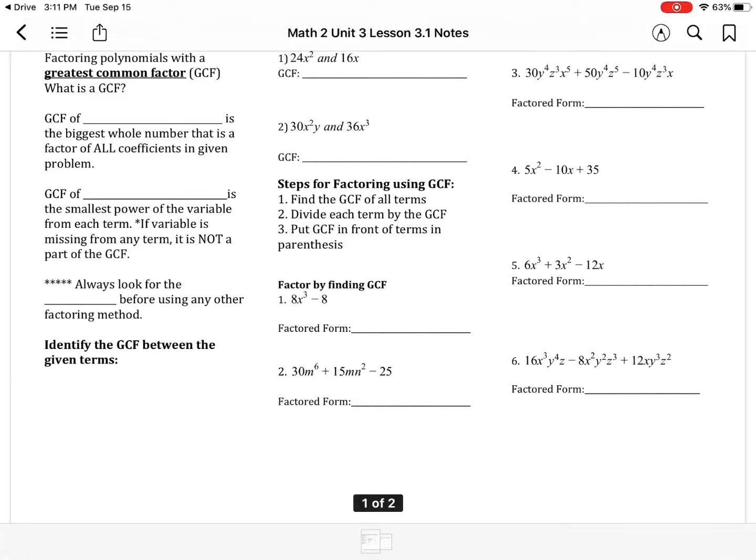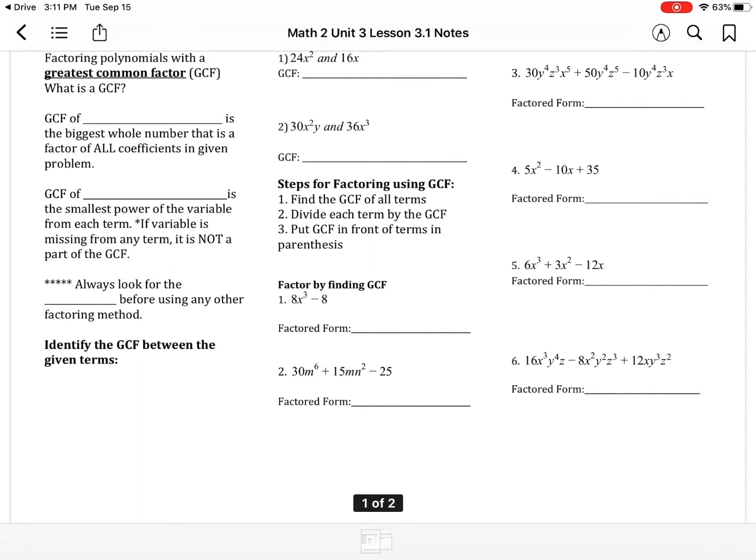Hey guys, so in this video I'm going over lesson 3.1, which is factoring GCF, or greatest common factor, and where A equals 1.